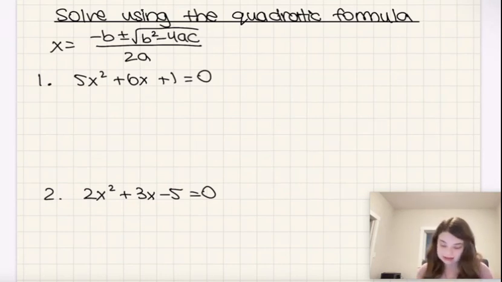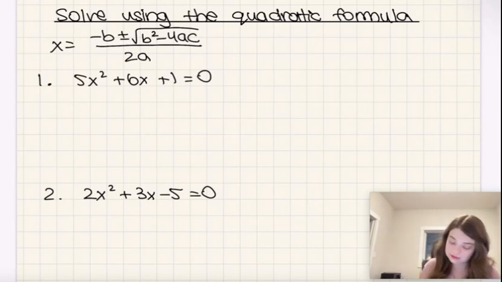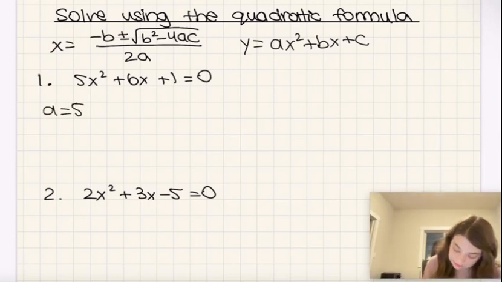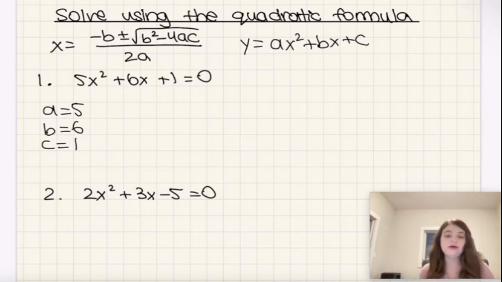Okay, let's move over here to this first example. So again, let's remind ourselves what we mean by A, B, and C. This is based on the fact that the general standard form for quadratics is ax squared plus bx plus c. So what are A, B, and C in this case? Well, A is equal to 5, B is equal to 6, and C is equal to 1, right? Because A just means our leading coefficient, B is the coefficient for x, and C is the constant.